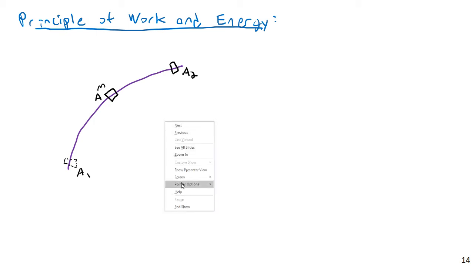So if we remember, the force doesn't necessarily have to be right along the path of the object. In fact, more often than not, it will not be. So let's say we have the force F here, but let us break this down into components. There would be an F tangential, Ft.